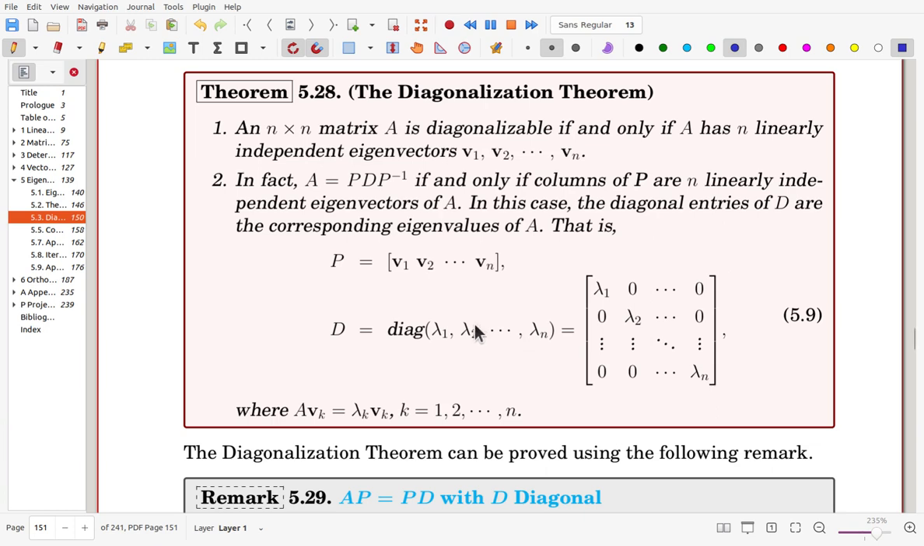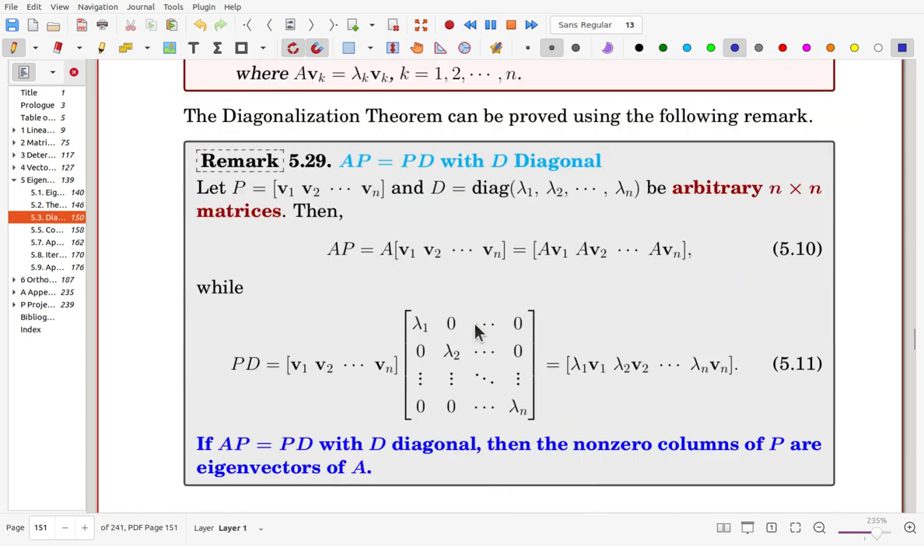Okay, this theorem can be proved easily using the following remark. AP is PD with D diagonal. Now P is given in this way, and D is diagonal with lambda 1 to lambda n. In this setting, these are arbitrary n by n matrices. At this moment, they don't have to be eigenvectors and eigenvalues.